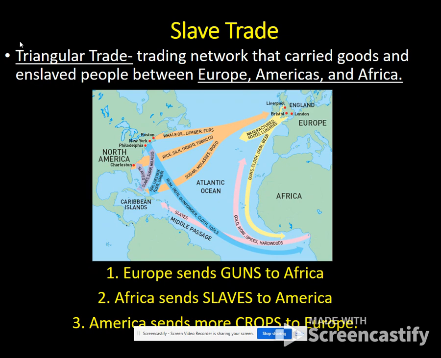The second step of this three-way trade, Africa sends slaves to America, is also known as the Middle Passage. The slaves leaving from Africa, going across the Atlantic Ocean to the New World, that's called the Middle Passage because it's the middle part of the three-way trade.